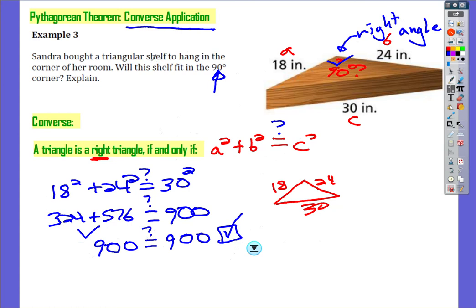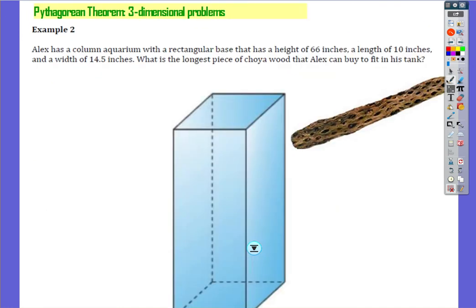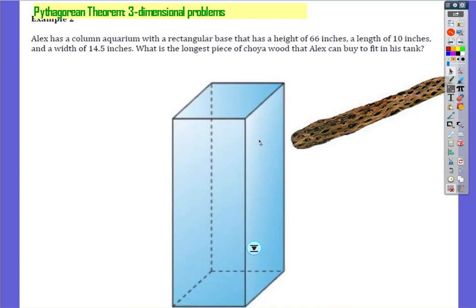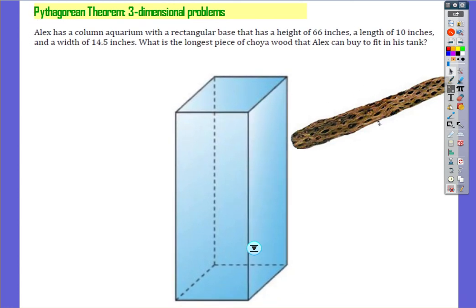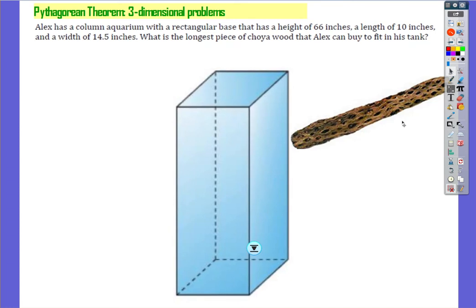So I want to show you one more example when things get a little bit more to track. Now we're going to look at what happens when I have to apply the Pythagorean theorem in 3 dimensions. So we're going to take a look at example 2, and I'll bring this up so we can see the entire diagram. So first, let's sort through how we attack this problem.